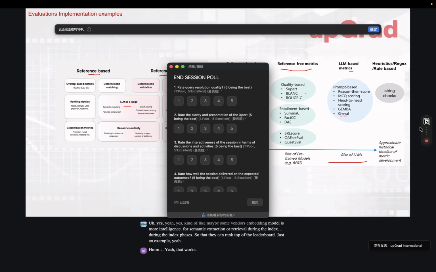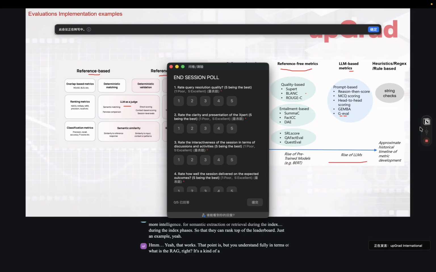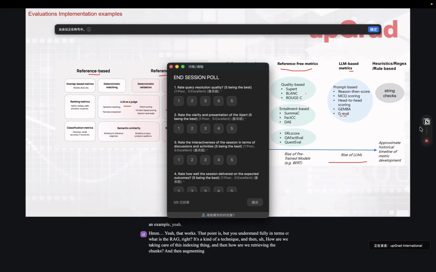The point is, you should understand fully what a RAG is. It's a technique: how we take care of the indexing, how we retrieve the chunks, and then augment and generate. The overall flow should be clear to you. Oh, got it. Thank you.